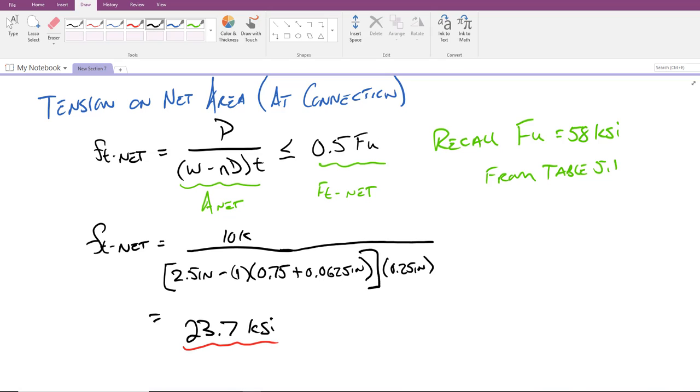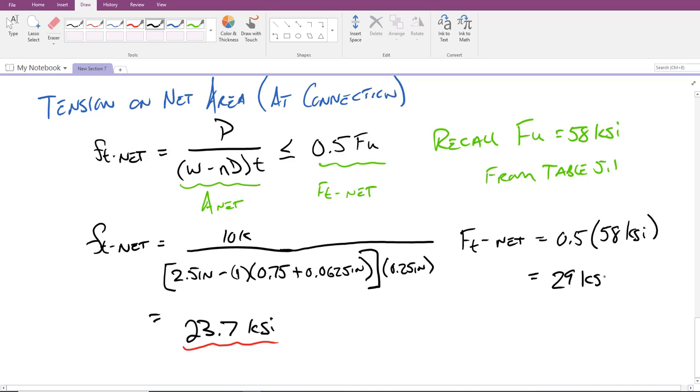All right, final piece for this whole problem. We need to compare it to the allowable, which was 50% of the ultimate stress. Go ahead and substitute that in, 58 KSI. Run it through our calculator. If you're smart enough to do it in your head, you can do that one in your head. And we get 29 KSI. Let's compare it real quick. FT net, again, is less than our allowable tensile stress. And so in our final case, it also has sufficient capacity.